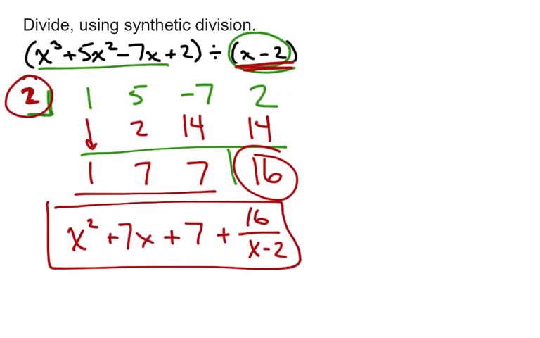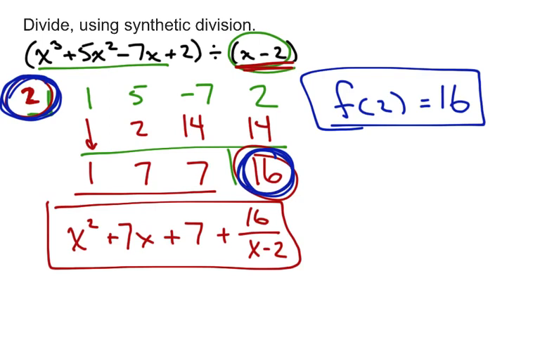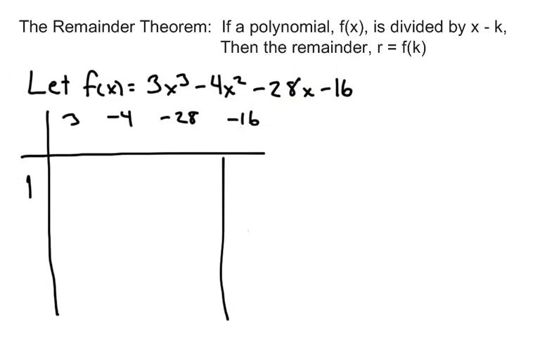So let's go back one frame here. And we just saw that f of 2 is equal to 16. That's kind of interesting because 2 was the number that we divided by, and 16 was the remainder. And that is always going to happen, which is why we have the remainder theorem. The remainder theorem tells us if a polynomial f of x is divided by x minus k, then the remainder, r, is also equal to the functional value f of k.